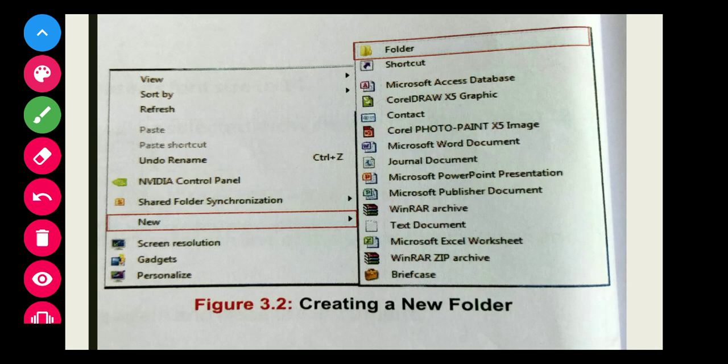Okay, first of all, what you will do, you will right click on the blank area of a desktop. When you click on that blank area, one option will appear. Which option? New option. When you click on this new option, a list of sub options will appear. Then from these sub options, click on the folder option. When you click on this folder option, a new folder icon will be displayed on the desktop.